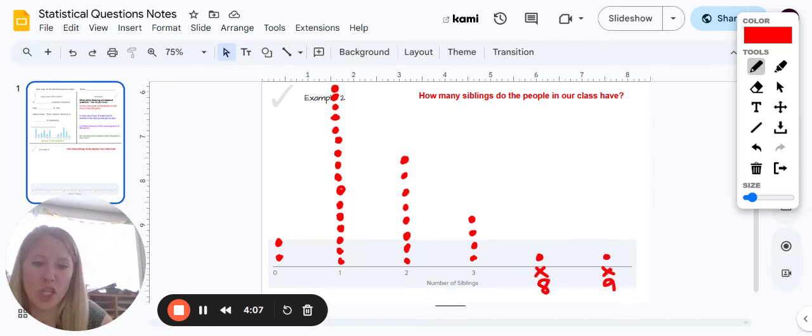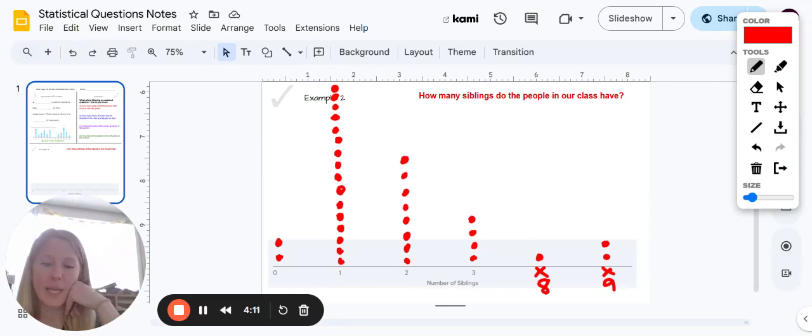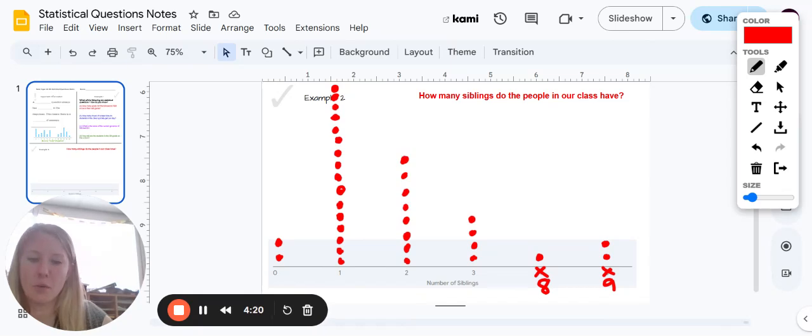So we ended up just changing the dots because we only had so much room on our dot plot to 8 and 9. Normally you would have 4, 5, 6, and 7 with no dots on them and then have 8, 9 further to the right. But that'll work for us for now. All right, so that's how you create a dot plot. I hope this helps. Have a great day.